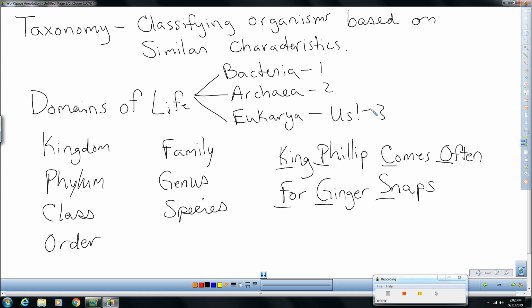Inside of the domains of life, the domain is the biggest one. It's the top that everything is broken down into. And then from there, we continue to break them down into smaller and smaller groups so that we can see how closely they are related to each other.